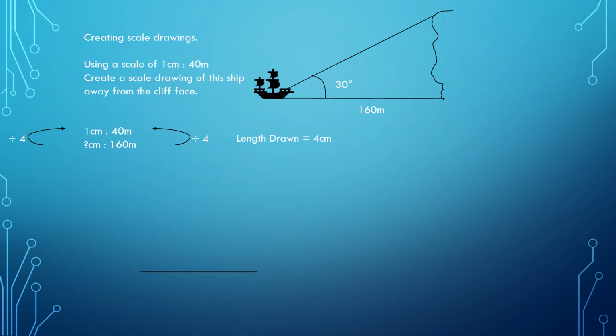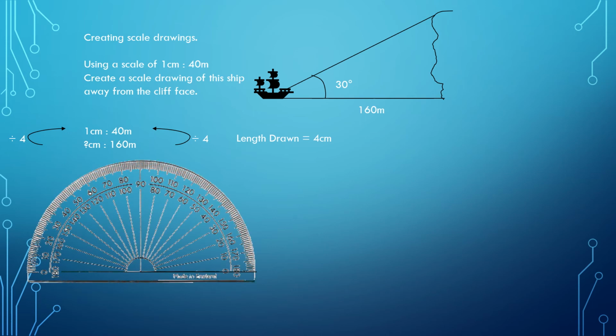Other information it gives me is the angle. Okay, and whoever it is that's standing on the front of this ship here has clearly been able to work out that there is a 30-degree angle between the ship and the top of the cliff face. Okay, now the good thing about our scale drawings is it doesn't actually matter what the angles are. They're going to stay the same in the drawing. So I'm going to need my protractor.